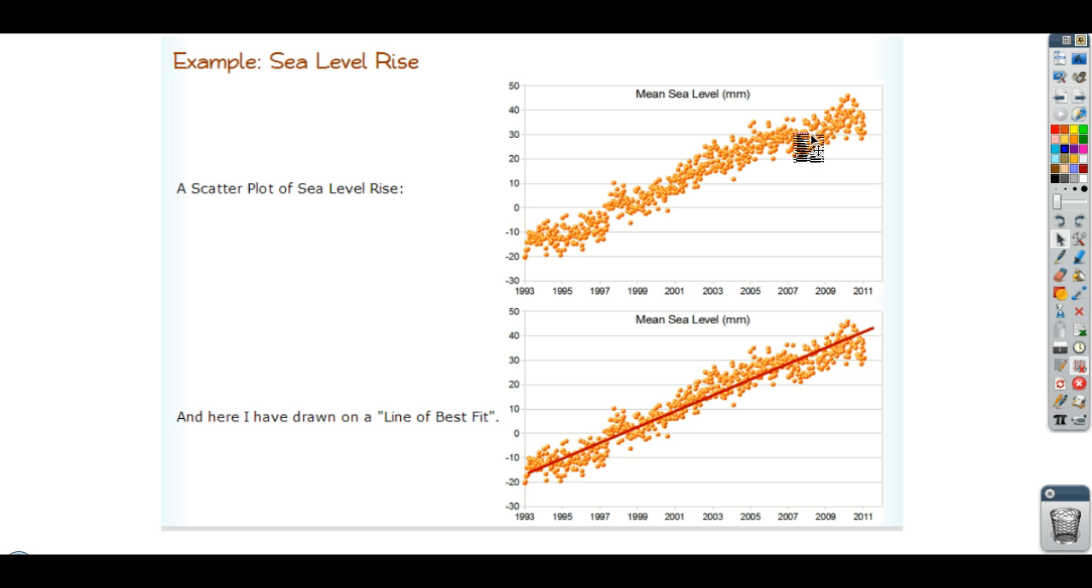Well, you know, if you look at this, it looks like, to me, the sea level is rising, okay? And that's what this line is saying, all right? And you should see that, I'm hoping, there's a pattern, an increasing pattern here.